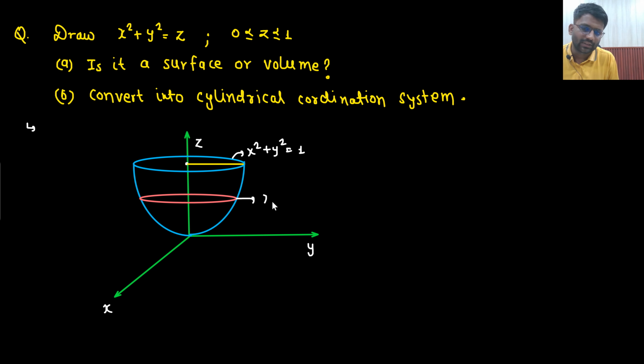What will be the equation of this circle? Let us say x square plus y square equals 0.5. This will be the equation of the circle. Here, what will be the equation of the circle? x square plus y square equals 0. Right? So in that manner, a lot of circles are there.